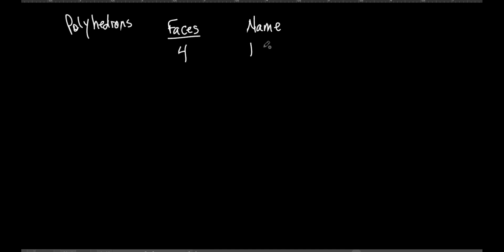So if I have 4 faces, what do we call it? We just talked about it 2 seconds ago. It's a tetrahedron. This word hedron is going to be used every time. The only thing that changes is the prefix, and we know a lot of these prefixes already. So what if I had 5 faces? What do you think the name of it is going to be?